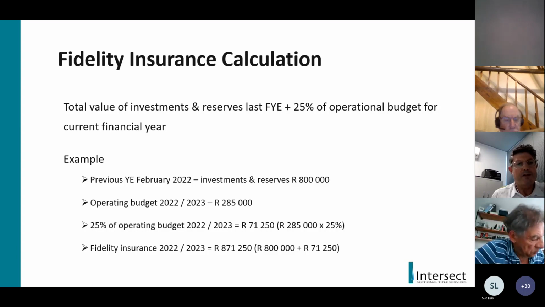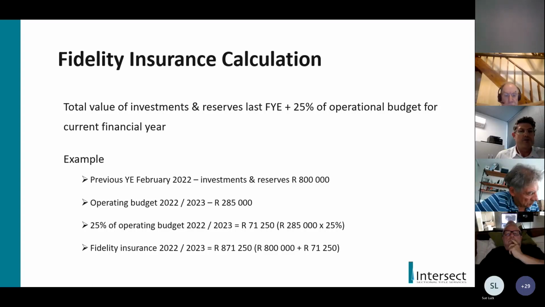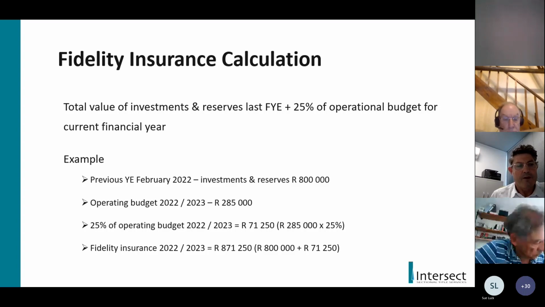And then there's also a calculation which is important to consider. At the end of each financial year, the body corporate needs to do a calculation to determine what their Fidelity insurance should be. It's a very simple calculation: total value of investments and reserves at the end of the financial year, plus 25% of the operational budget for the current financial year.